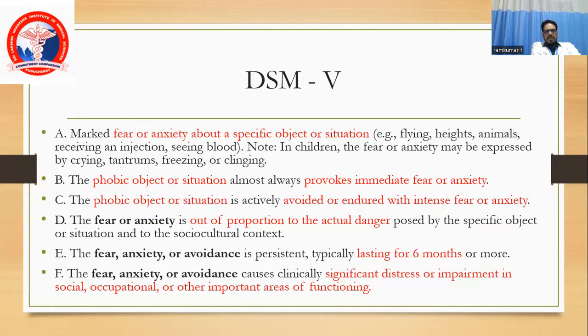D. The fear or anxiety is out of proportion to the actual danger posed by the specific object or situation and to the socio-cultural context. E. The fear, anxiety, or avoidance is persistent, typically lasting for 6 months or more. F. The fear, anxiety, or avoidance causes clinically significant distress or impairment in social, occupational, or other important areas of functioning.